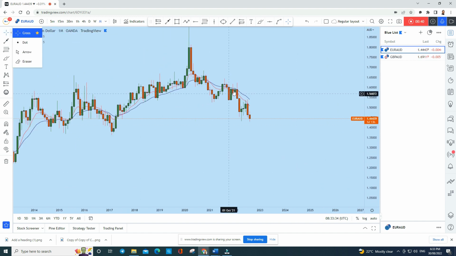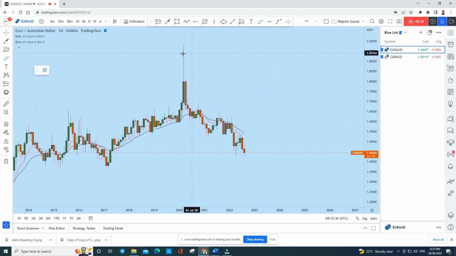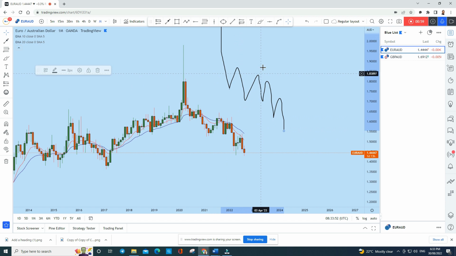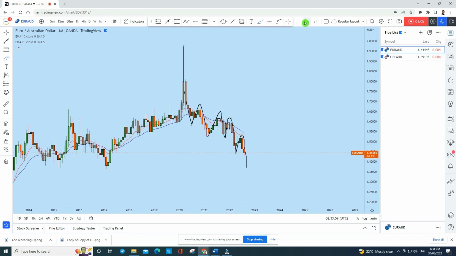Now, from the monthly perspective, in the bigger picture, Euro AUD is in a downtrend. If you look at this big move followed by this correction, another move followed by correction, another move, correction, now it is in another impulsive phase. So this is a typical downtrending market structure, as you can see, creating a series of lower highs and lower lows. So this is a bigger picture downtrend.